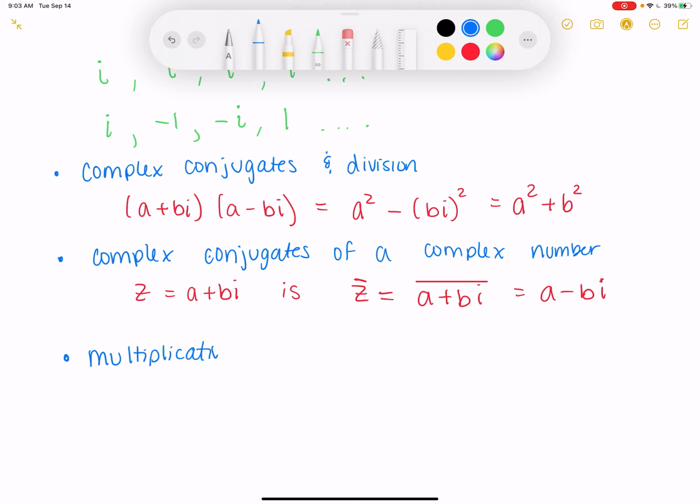Multiplicative identity. Multiplicative, that's a big word. The multiplicative identity for complex numbers is 1, equal to 1 plus 0i.